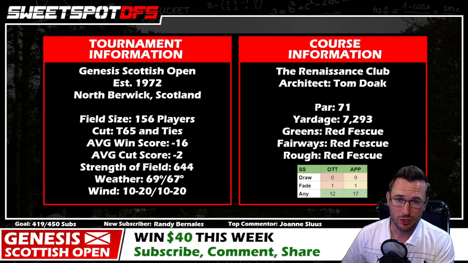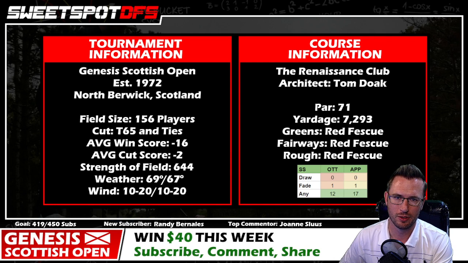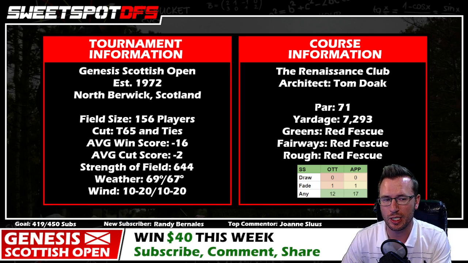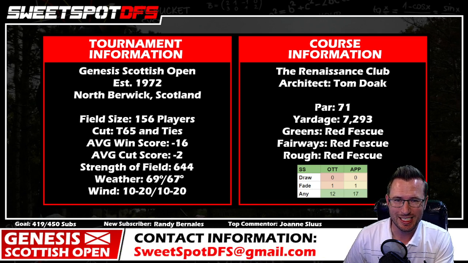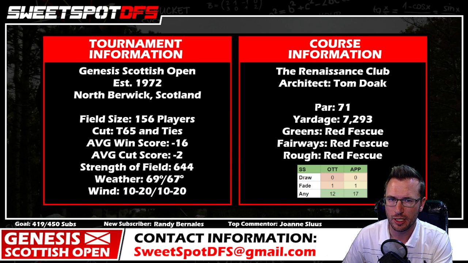Average cut score is -2. When I went through all of the different cut scores, I've seen as bad as +4, and I've seen as good as -4. So it's really up and down, but -2 is usually what gets it done with the cut around here. Strength of field 644. That is a very, very good strength of field. I think the PGA Tour average is around 400 if you exclude all the majors. So 644 is pretty darn strong.